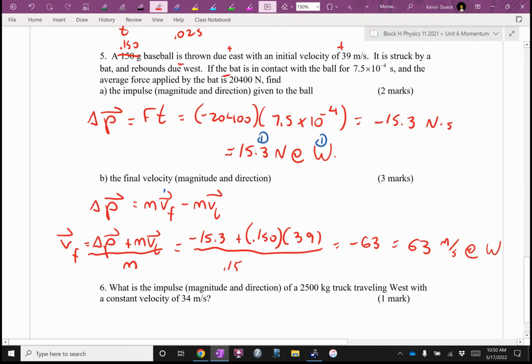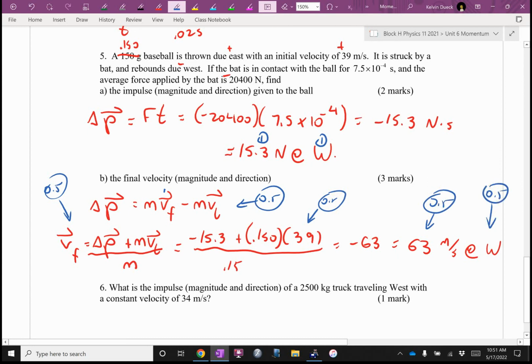For 3 marks, I would probably do something like this. I would give a half mark if I saw you got the v by itself. A half mark for the numbers. Half mark for the magnitude. And a half mark for the direction. There's your 3 marks. Did I miss one? 1, 2, 3, 4, 5. I'm missing a half mark somewhere, Mr. Dewick. Where would I give it? I'd probably give you 1 whole mark for the magnitude, and a half mark for the direction.